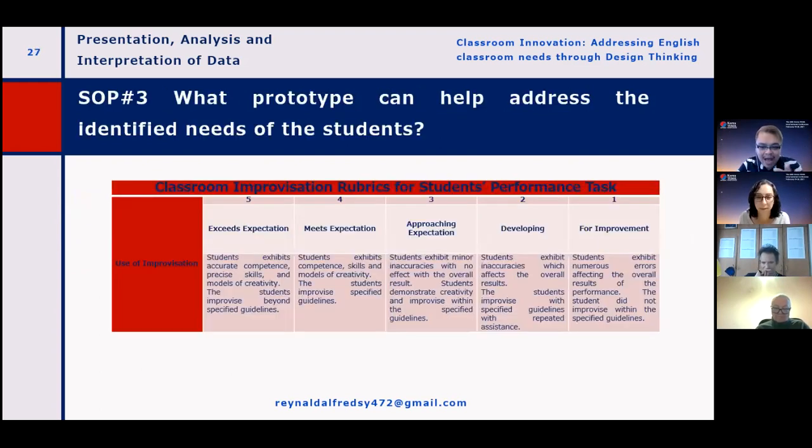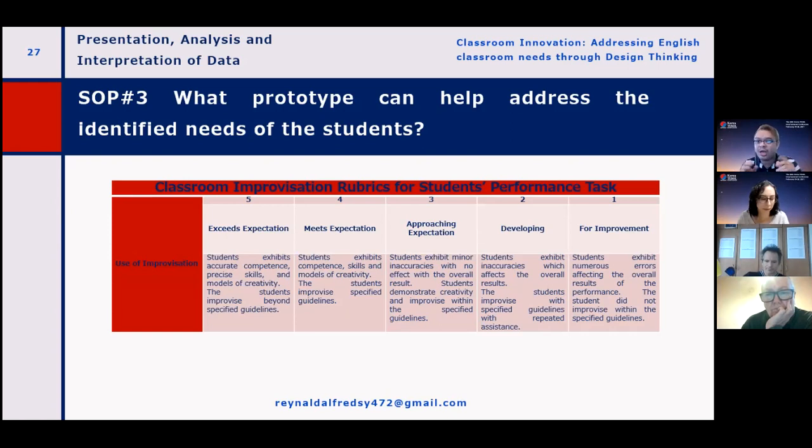So this is the actual rubric. The prototype that the teachers came up with is a rubric. In the Philippines, we have what we call a performance task. The performance task is actually a culminating activity which measures all the competencies that the learners have gained in a specific grading period. We have four: first grading, second grading, third grading, and fourth grading period.